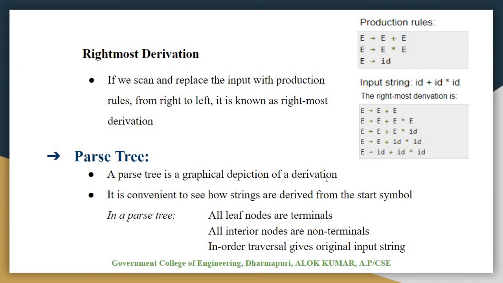Like this you have seen in this example. Now we will see the parse tree. A parse tree is a graphical depiction, or graphical notation, of a derivation. Whatever derivation we have done, the same we can represent in terms of a parse tree. It is convenient to see how strings are derived from the starting symbol. In a parse tree, all leaf nodes are terminals and all interior nodes are non-terminals, and if we find the in-order traversal, it gives the original input string.